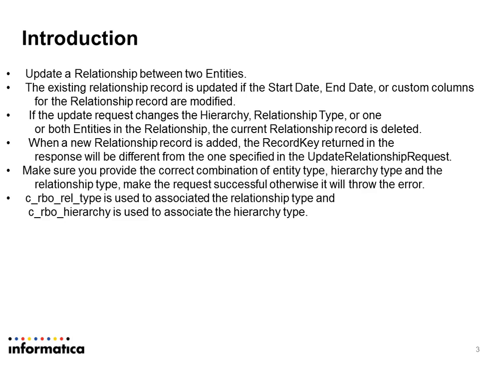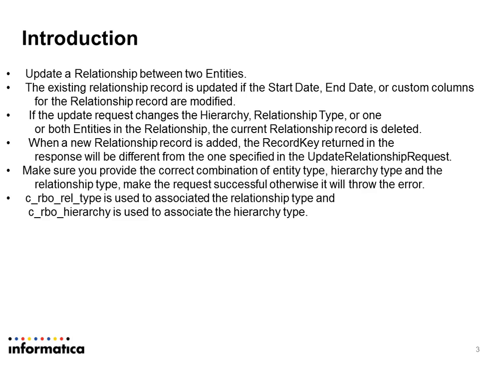When you are doing so, a new relationship record is created and the record key that is returned in the response will be different from the one specified in the update relationship. Make sure you provide the correct combination of the entity type, hierarchy, and the relationship type when you are updating a relationship to make a new relationship. In short, if you are updating the hierarchy, relationship type, or entity, the request is successful only if it passes validation. If any of the combination is incorrect, then in the response you will get an error.